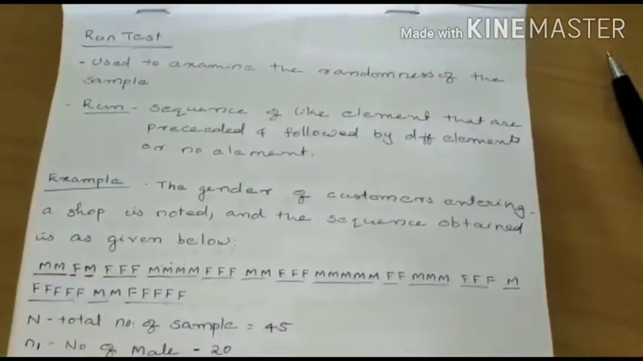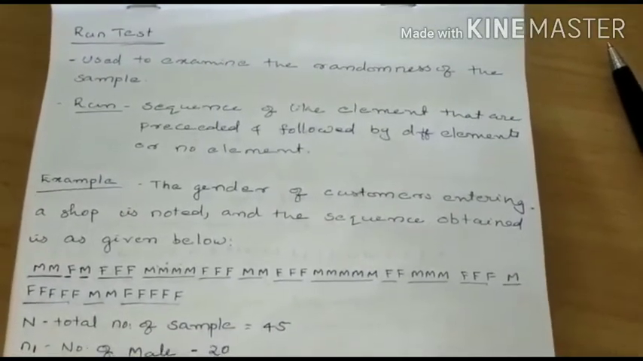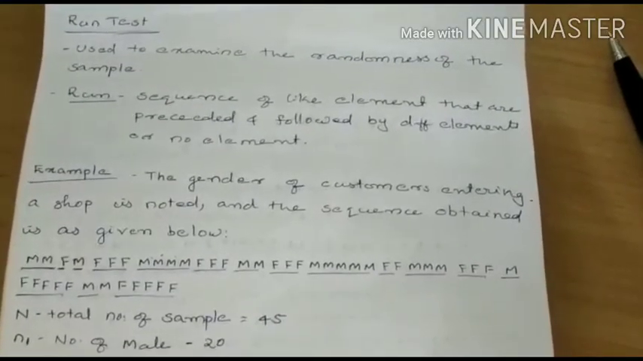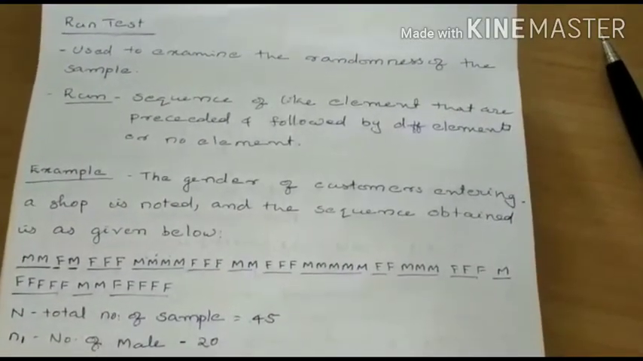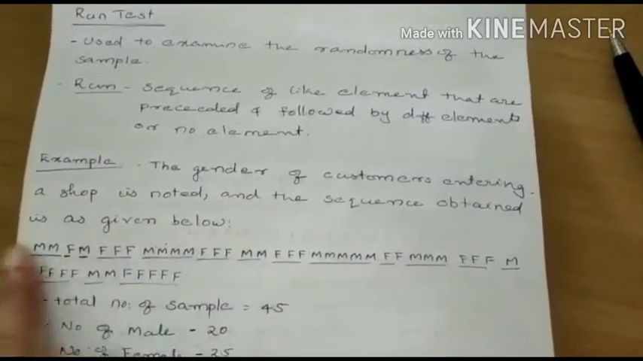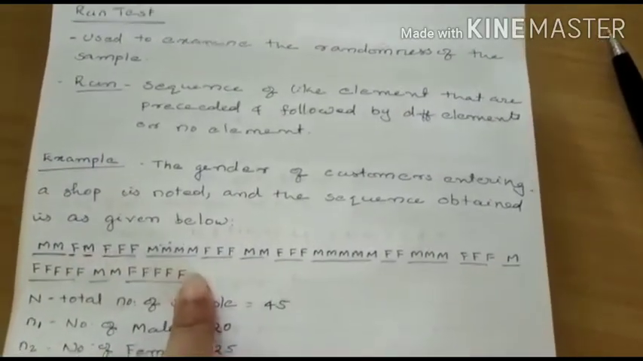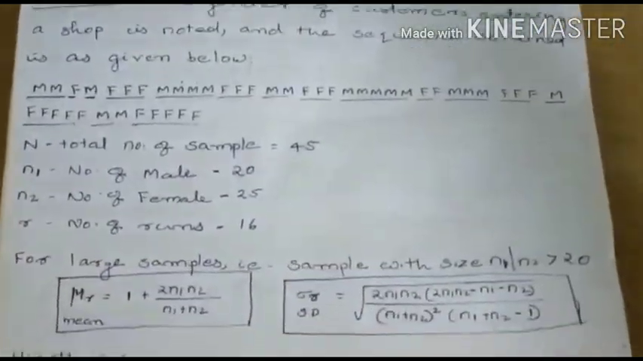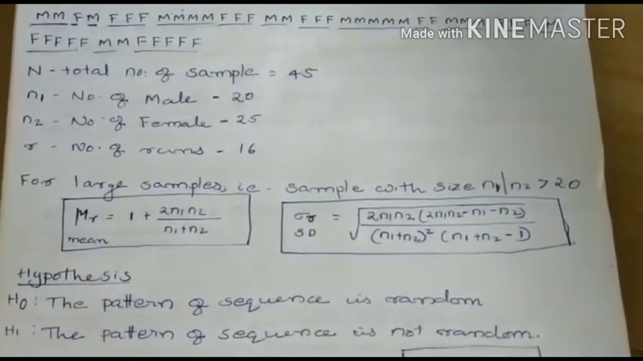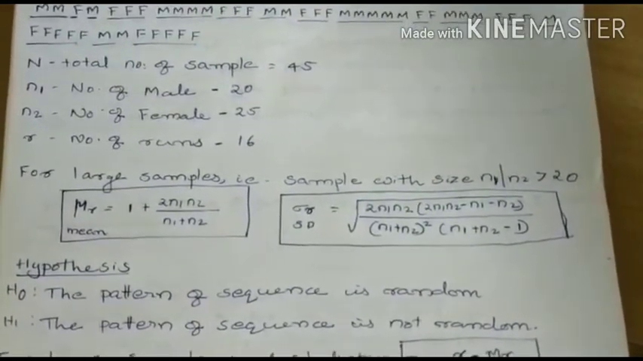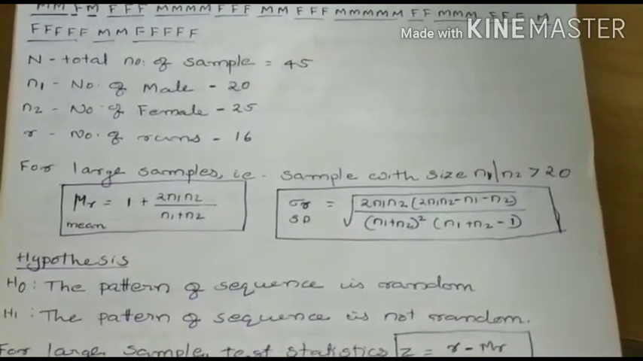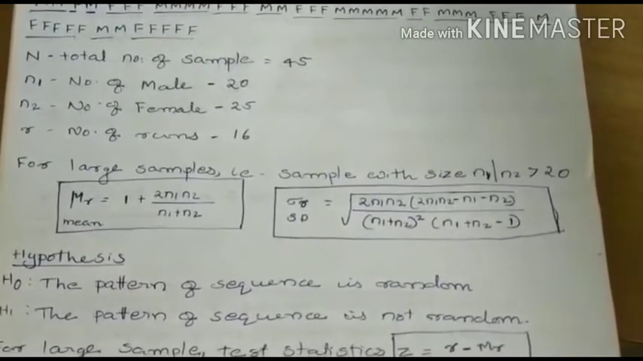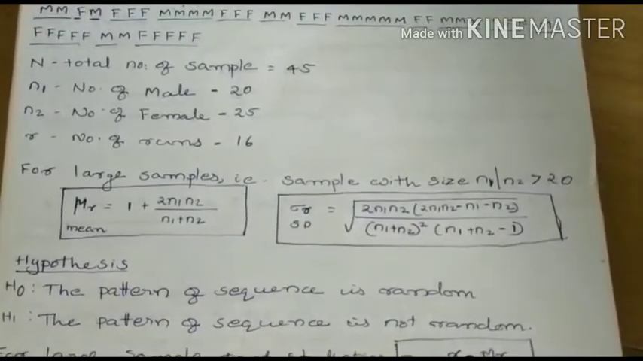So this is an example of a run test. Here the gender of customers entering a shop is noted, and the sequence obtained is as given here. You need to examine whether the pattern of sequence is random or not. So our hypothesis H0 is that the pattern of sequence is random. The alternate hypothesis H1 is that the pattern of sequence is not random.